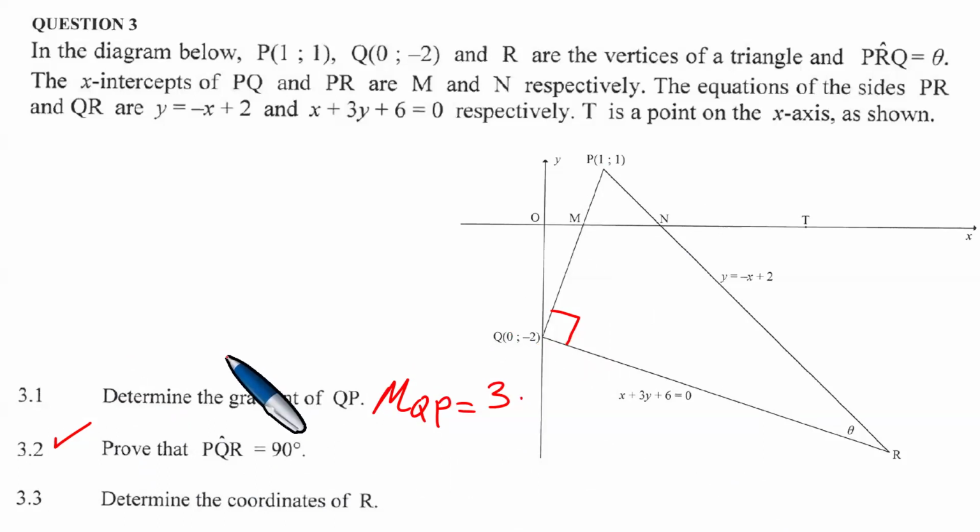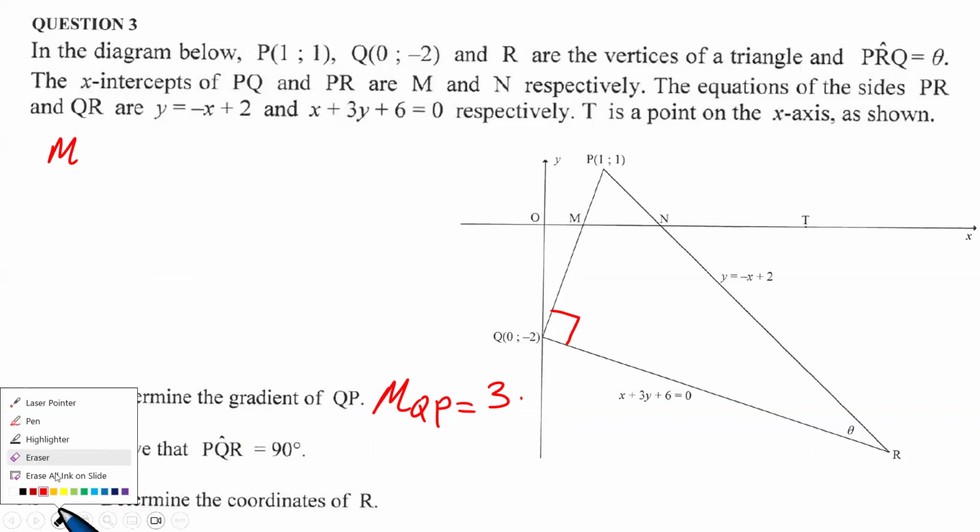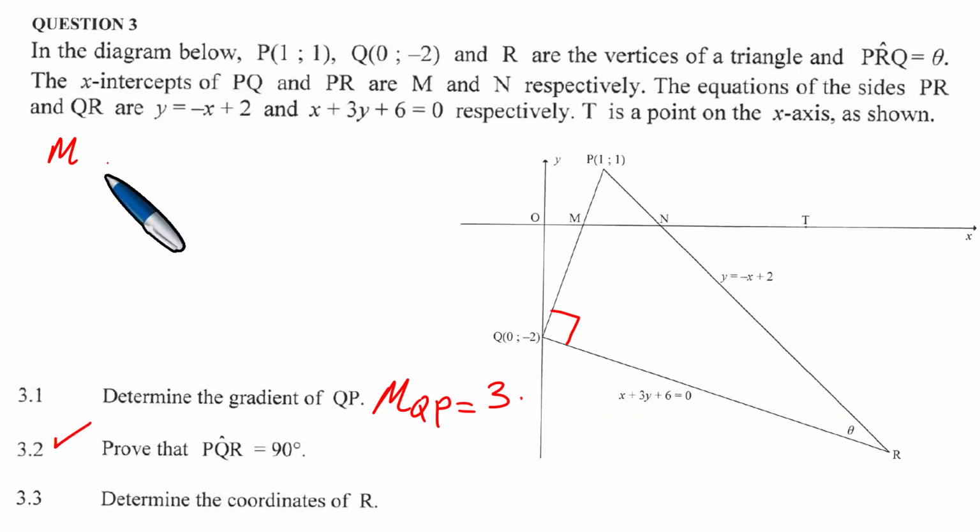How do we show that? First things first, we must know two things. We need to know the gradient of PQ, or you can use the same language here as the examiner, so we need to know the gradient of QP. So we write that one. And this gradient of QP is 3.